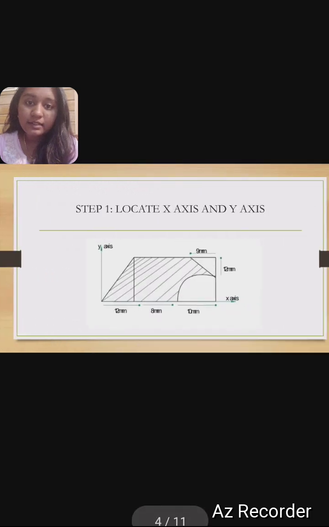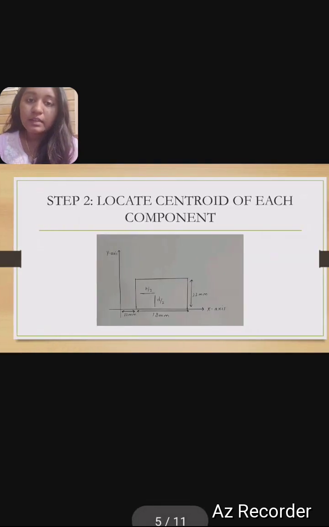As I said, step 1 is locating the x-axis and y-axis. As you can see in the picture, I have located the x-axis and the y-axis. This is also known as the horizontal axis and vertical axis. So let's get into step 2, locating the centroid of each component. The first component I have divided the picture into is a rectangle. You can see the rectangle here.